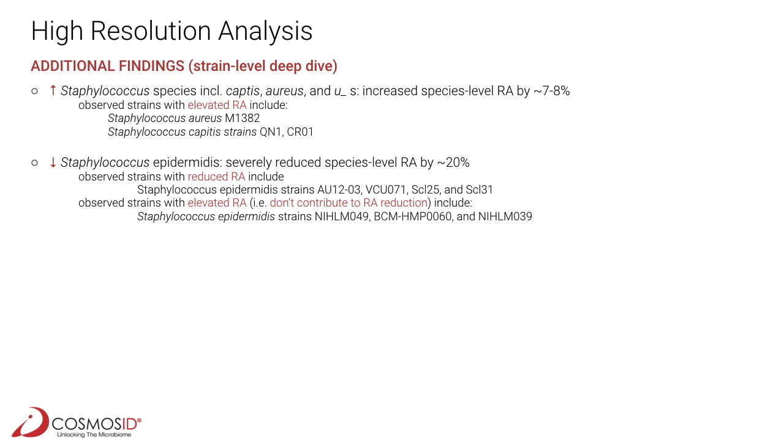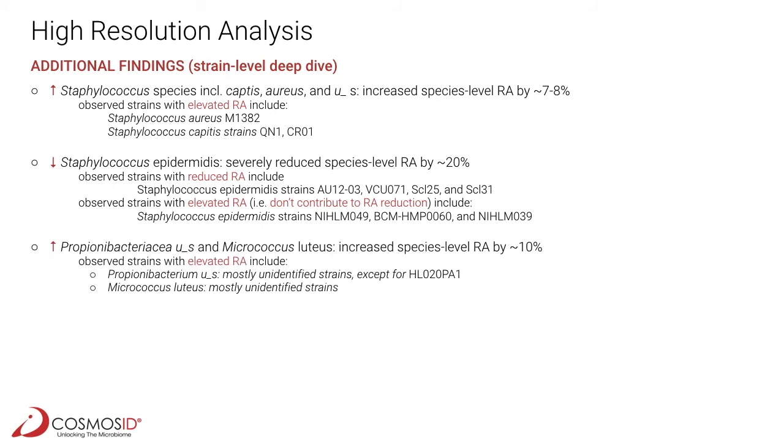That is important because strain level resolution in this case enables you to tell differences between strains even within the species level that may contribute to the disease or the disease progression. Let's shift our focus to Propionibacteria and Micrococcus luteus, which both were increased at species level by 10%, reporting here again the strains with elevated relative abundances, some of which have not been classified.